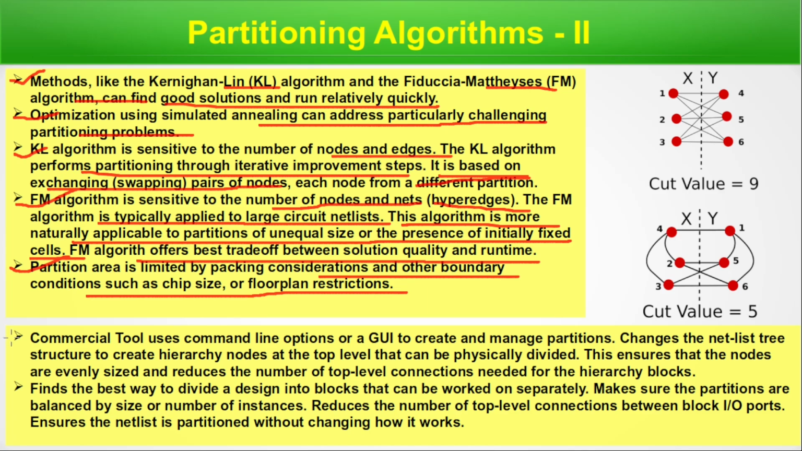Now, let's see what commercial tools contribute here. Commercial tools use command line options or a GUI to create and manage partitions. We usually use the command line. Most of the commercial tools either have command line options or run on a GUI. They change the netlist tree structure to create hierarchy nodes at the top level that can be physically divided. This ensures that the nodes are evenly sized and reduces the number of top level connections needed for hierarchy blocks. So whatever is needed, the tool does that.